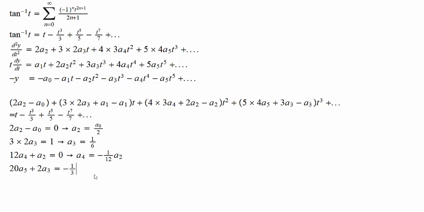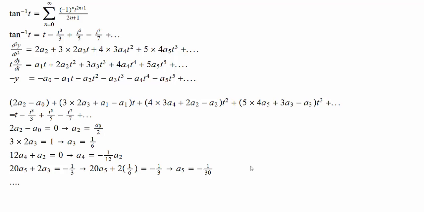okay, and then in here we know a sub 3 is 1/6, so then here we got 1/6, okay, so that is going to be 1/3, and moving over to the other side it would become negative 2/3. So a sub 5 is going to become what then? 20 a sub 5 is negative 2/3. So that is negative 1/30. Okay, and that's how it goes on.